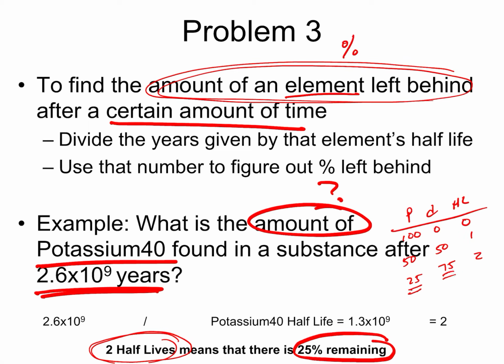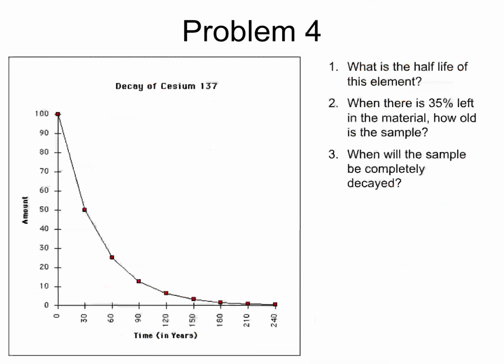So again, make sure you pay attention to the question, because here they said left behind, so you knew it was talking about the parent. If it said how much has decayed, then they would be asking you for the daughter. So then the answer would be 75. So be careful, make sure you pay attention to the wording.